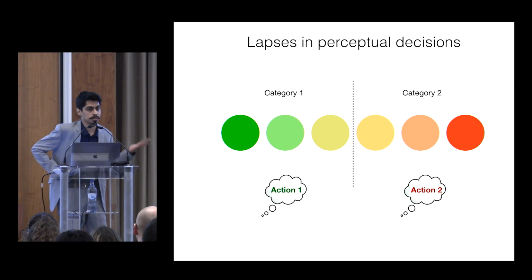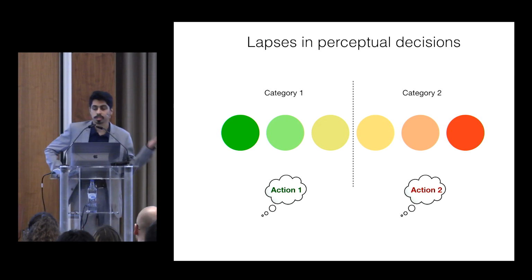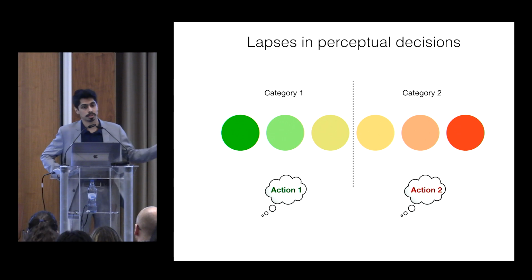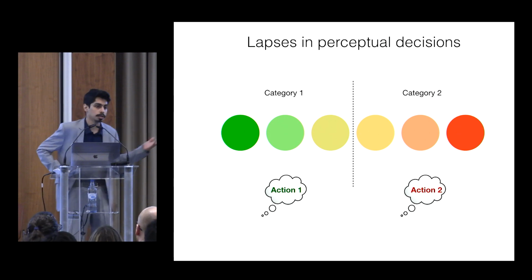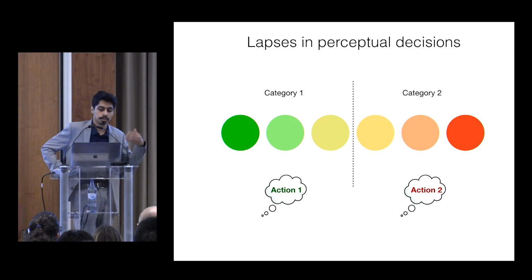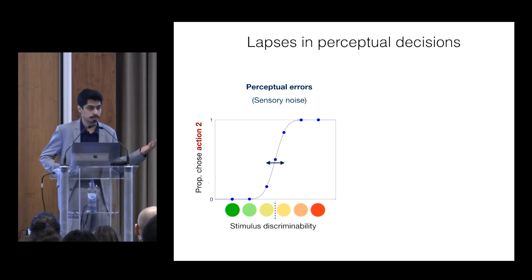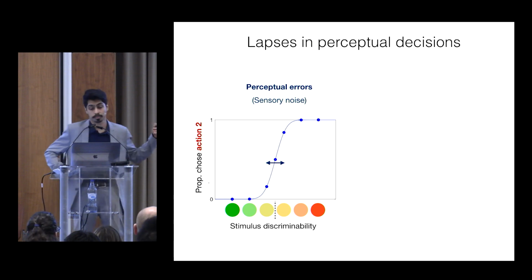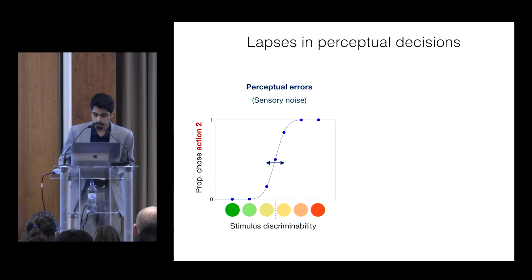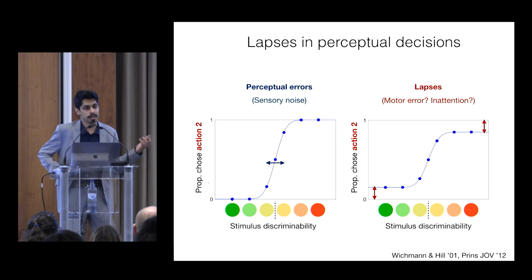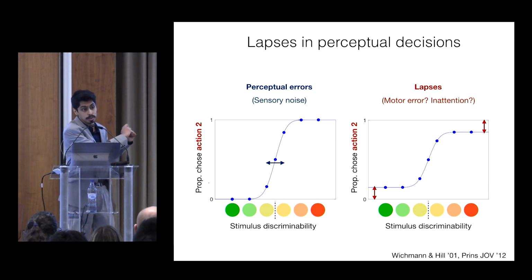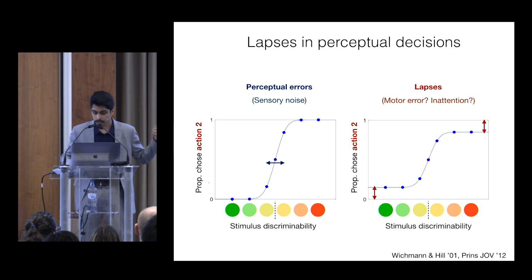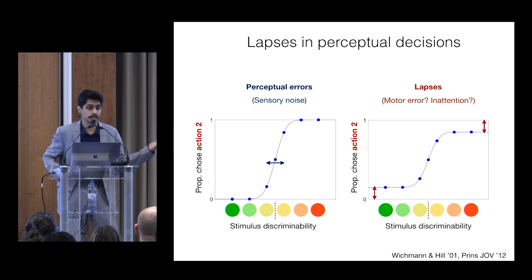So perceptual decisions involve categorizing a perceptual stimulus into one of many categories and then choosing an appropriate course of action. If you plotted the proportion of times a subject chose one of these actions as a function of the stimulus discriminability, you might mostly expect the subject to make errors around the category boundary. These perceptual errors are thought to reflect noise in the sensory observations. However, subjects often also make errors at the asymptotes of this curve, even when the stimulus is very easily discriminable. These kinds of errors are called lapses, and they've been observed across species from humans to rodents.